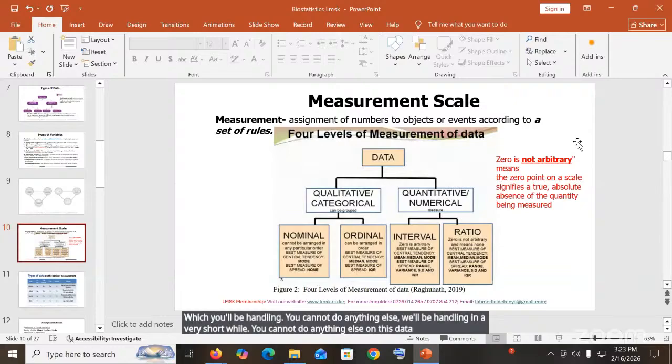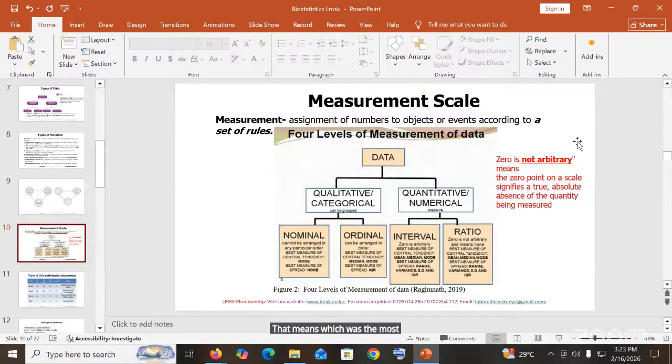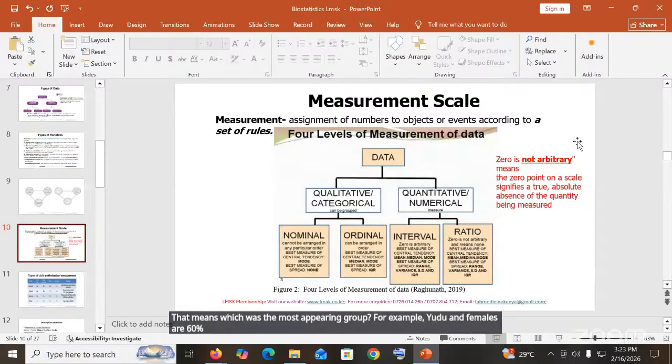You cannot do mean on female and male. You cannot say we have a mean of female or male gender. Marital status, you cannot do anything like mean, median. You'll only do mode. That means which was the most appearing group. For example, if females are 60% and 40% are males, then that means the most appearing ones were females. So you can only analyze descriptive statistics where there is only the mode.